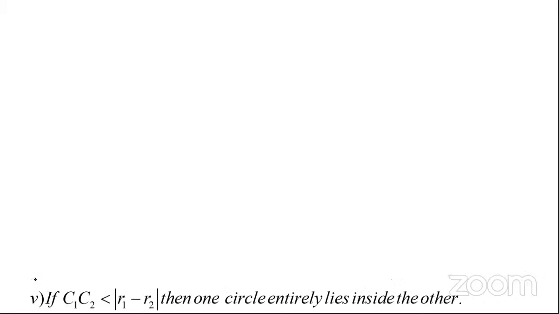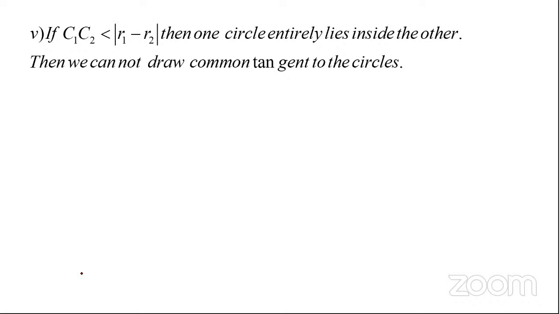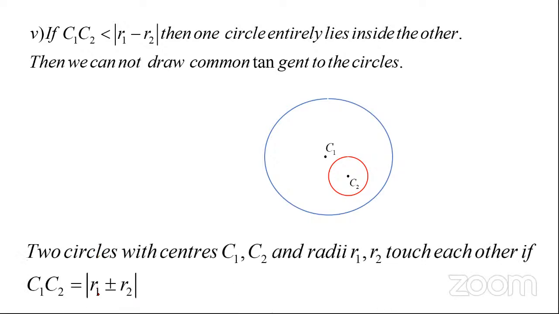Now, if C1C2 is less than mod of R1 minus R2, then one circle entirely lies inside the other circle. Then we cannot draw any common tangents to these two circles. So two circles with centers C1, C2 and radii R1, R2 touch each other if C1C2 equals mod of R1 plus or minus R2.